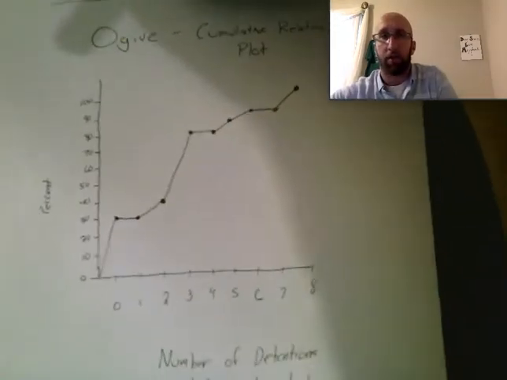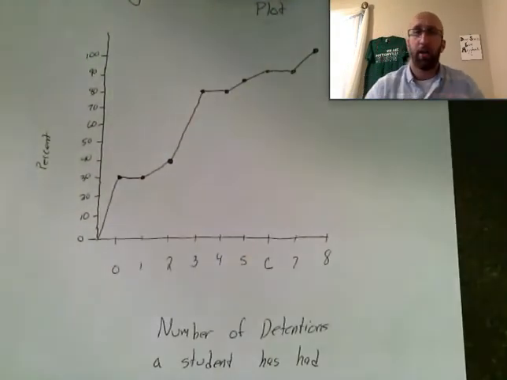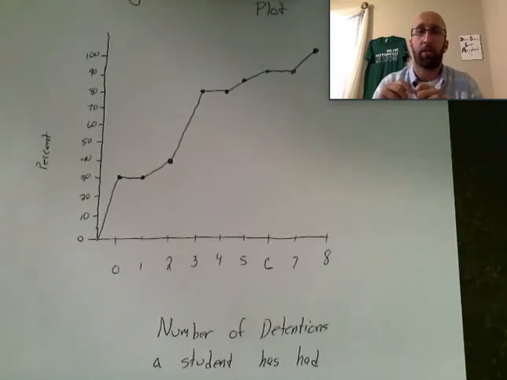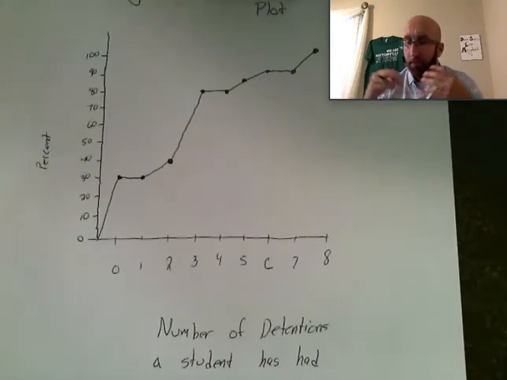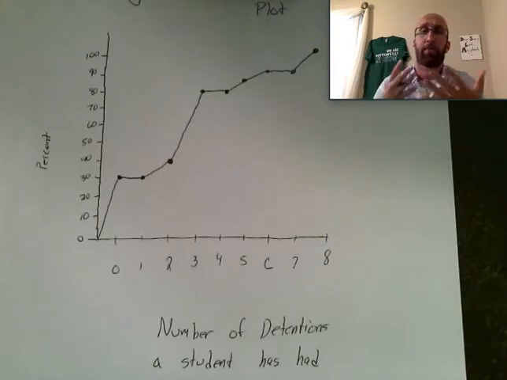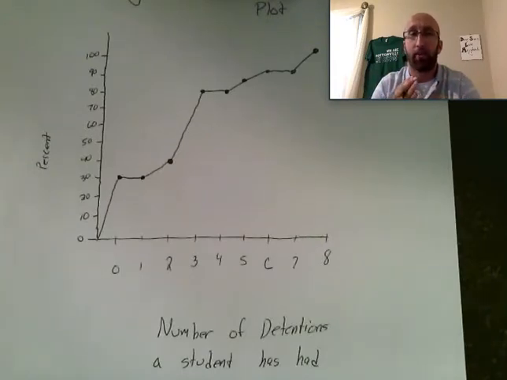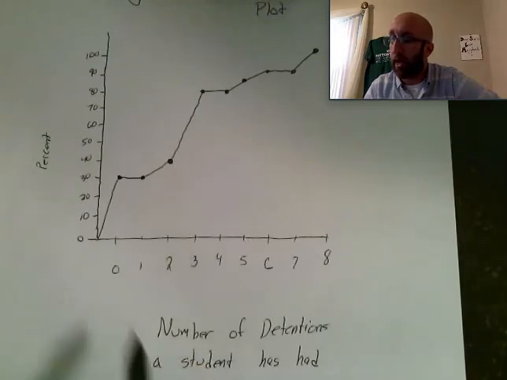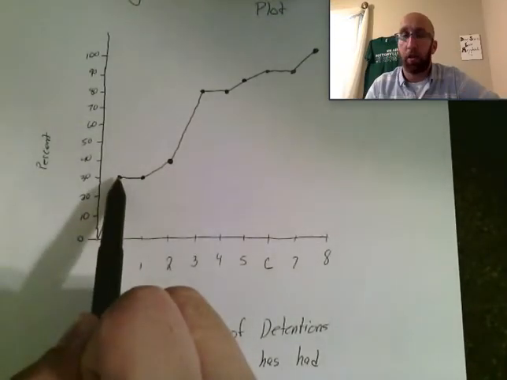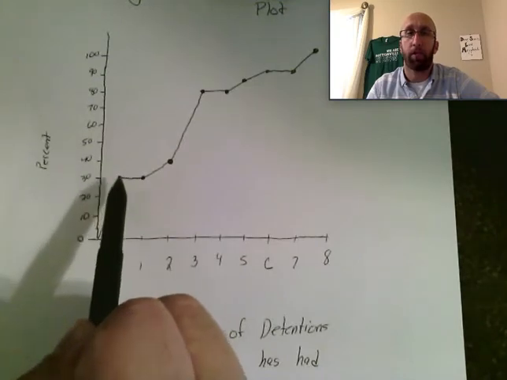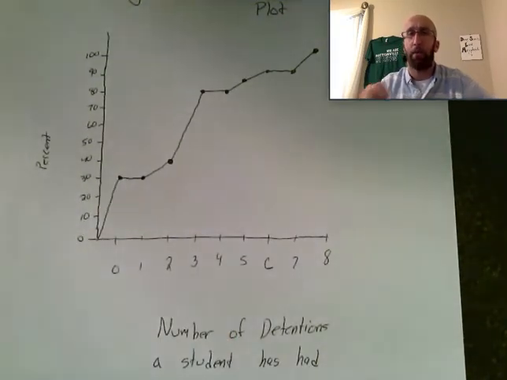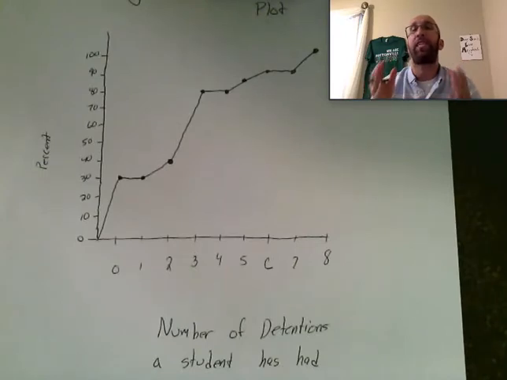So what I have here is my cumulative relative frequency plot. I just made up data on the number of detentions a student has had. Like if I went through my school and said, hey, how many detentions have you had? And I write them down and collect that whole data set. What this shows is percentages of the kids that answered certain things. So 0, these are kids that would have 0 detentions. If you look at the cumulative relative frequency plot, we're at 30% at 0. What that means is 30% of my data set had 0 detentions.